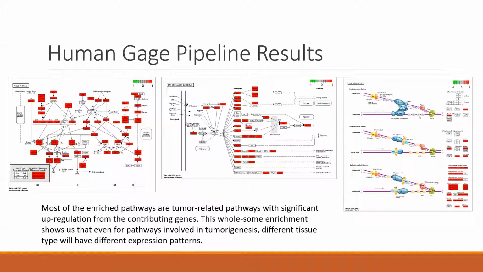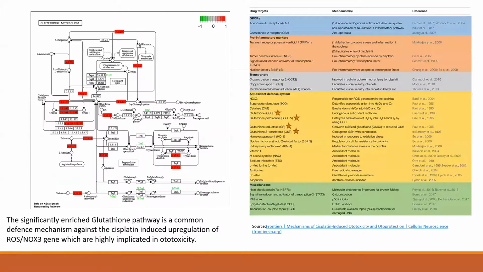As we can see, these are the results from our human GAGE pipeline, and most of the enriched pathways are tumor-related pathways with significant upregulation of contributing genes. The whole enrichment shows that even for pathways involved in tumorigenesis, different tissue types will always have different expression patterns. Significantly, our glutathione pathway is a common defense mechanism against the cisplatin-induced upregulation of the ROS or NOX3 gene, which are highly implicated in ototoxicity.